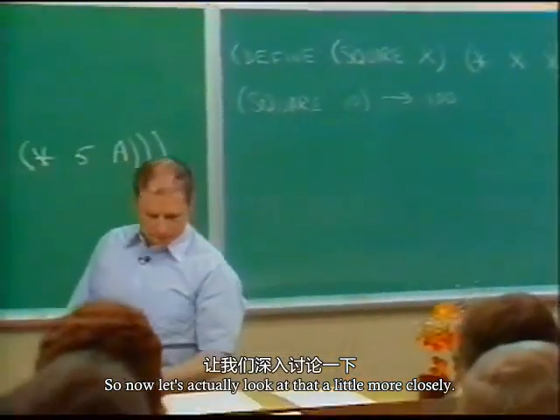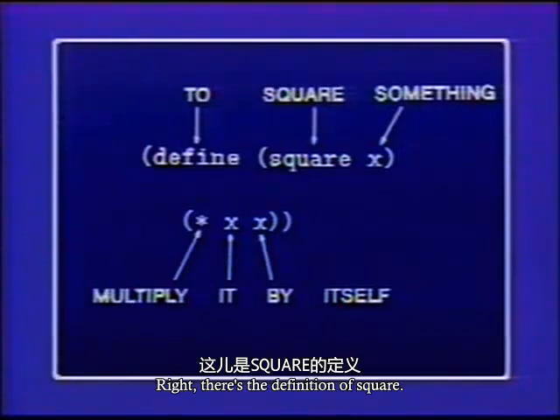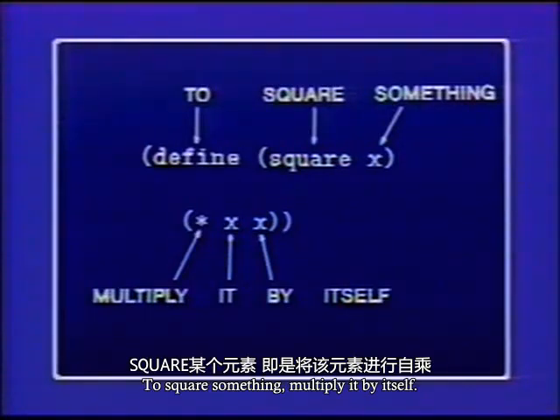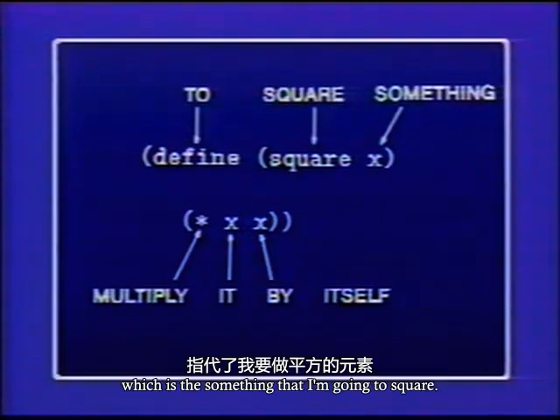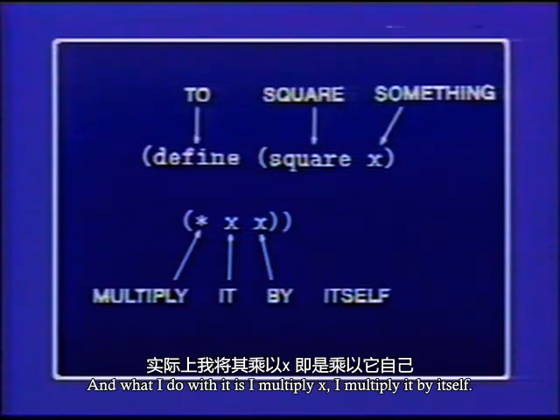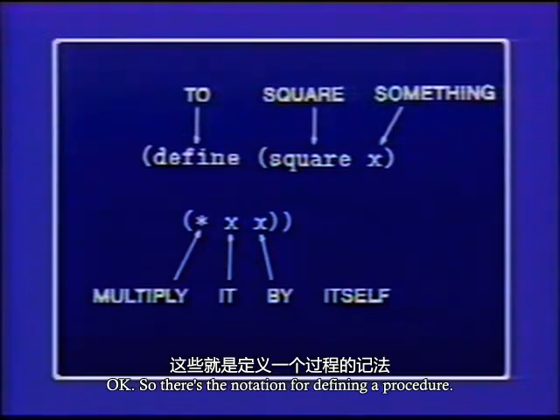See, now, let's actually look at that a little more closely. There's the definition of square. To square something, multiply it by itself. You see this x here, that x is kind of a pronoun, which is the something that I'm going to square. And what I do with it is I multiply x by itself. So there's a notation for defining a procedure.